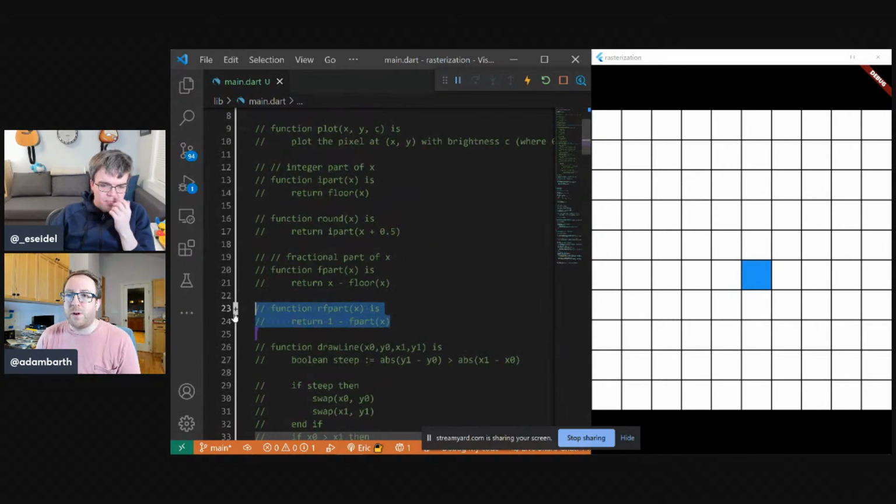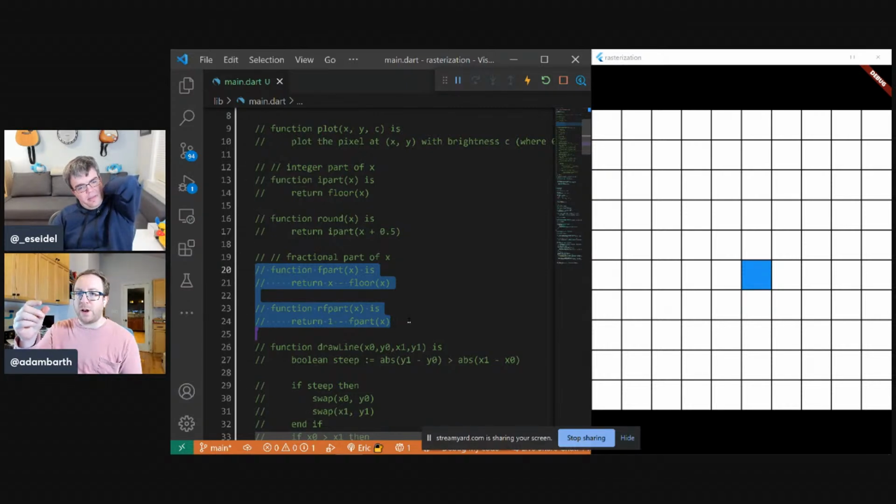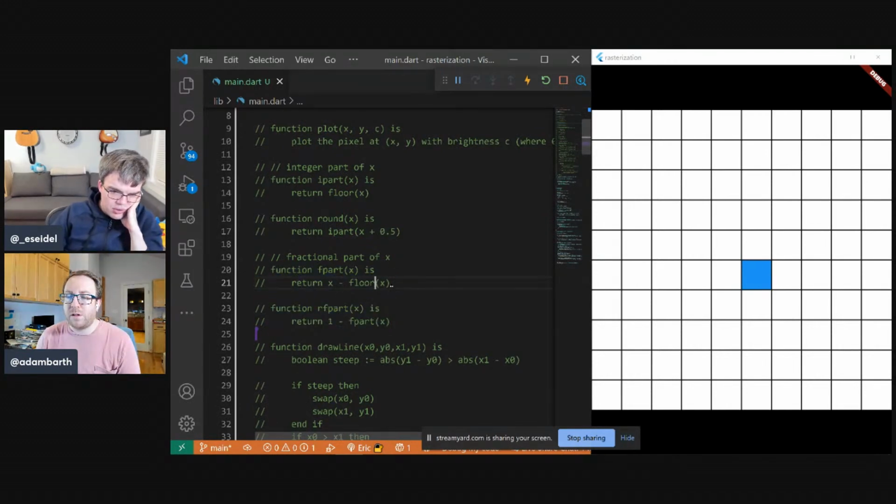RF part is 1 minus the F part. So this is the rational part as opposed to the fractional part. Am I saying that right? When you split before the mantissa and after or whatever. Possibly. So let's see. X minus floor. This is the amount greater than the integer, and this is the negative of that. So if X was 1.2, this would be 0.2. So this is the fractional part. And then RF would be 0.8.